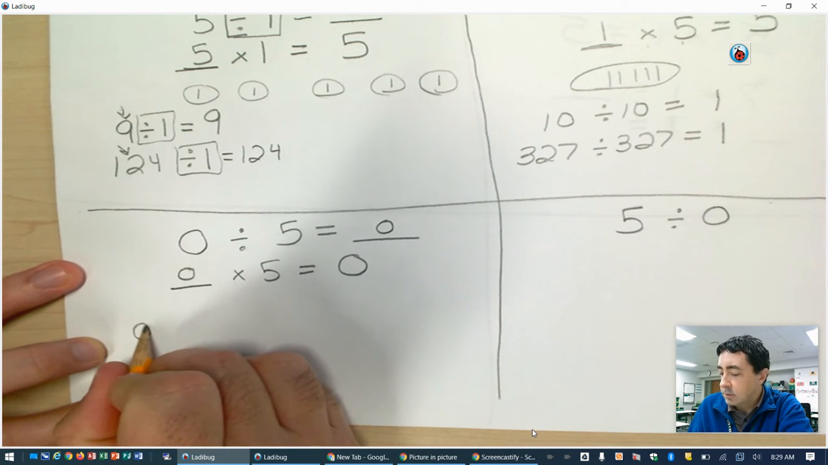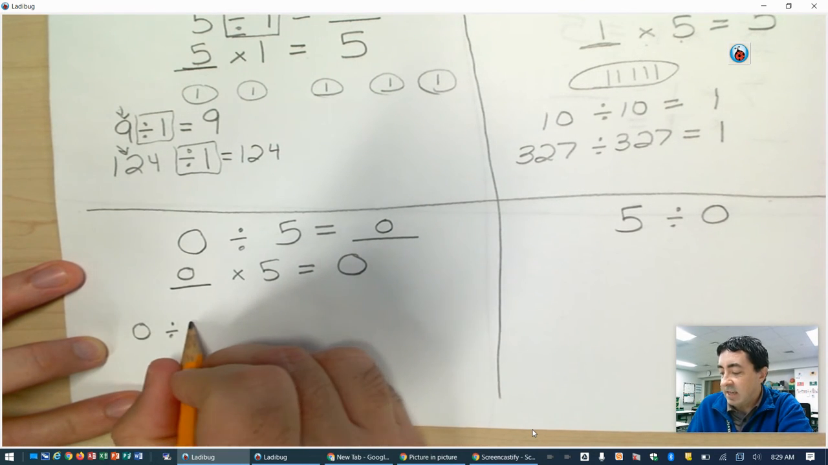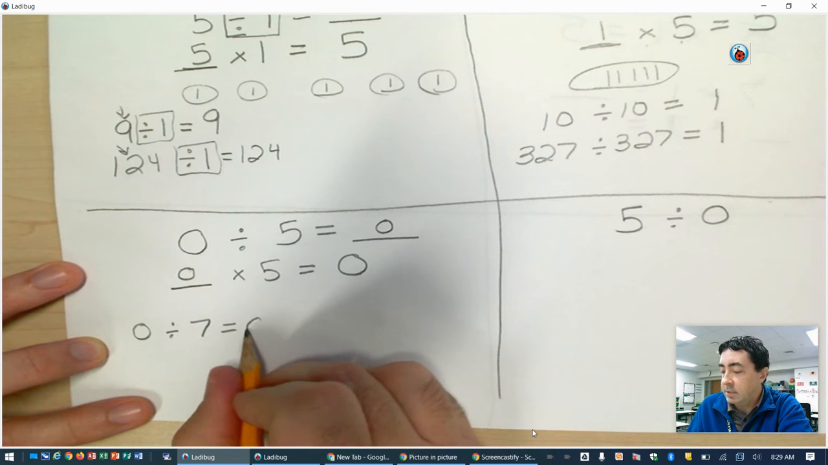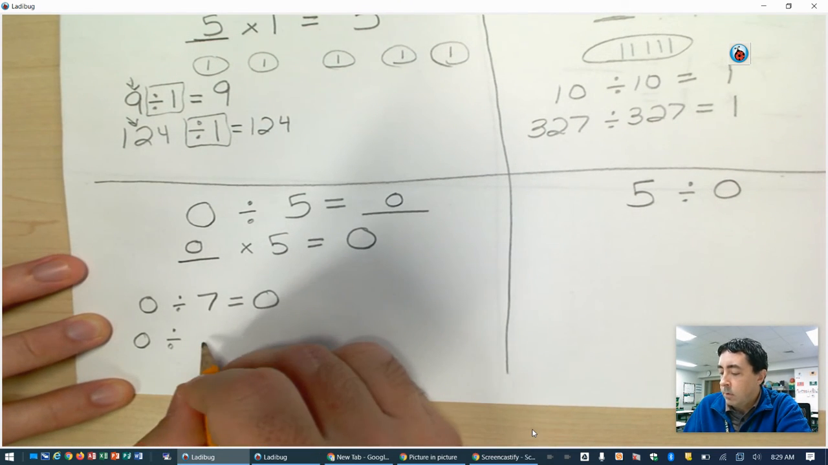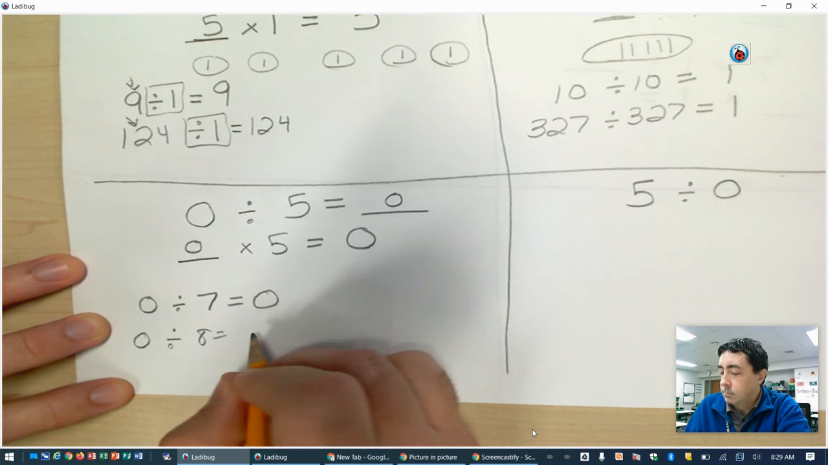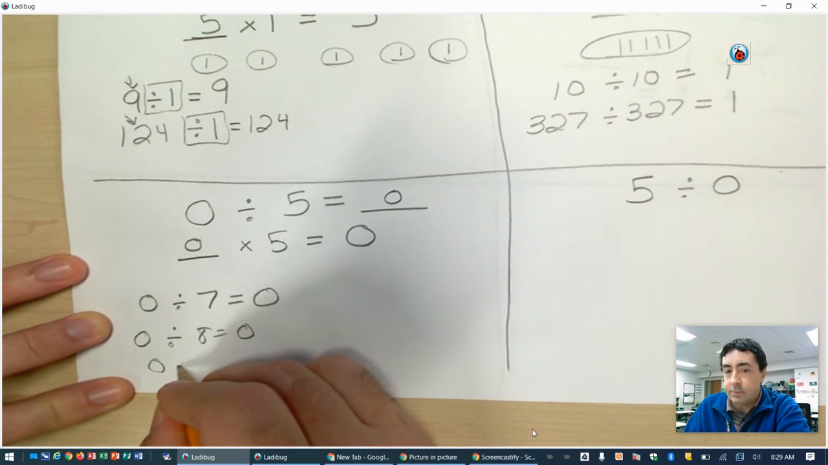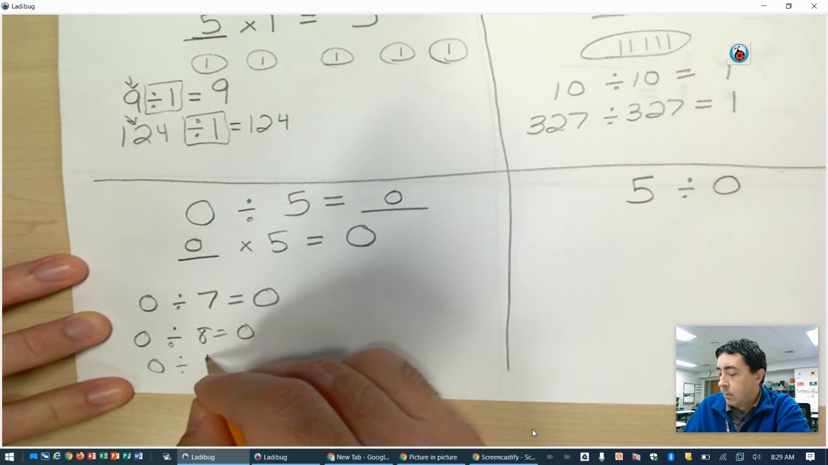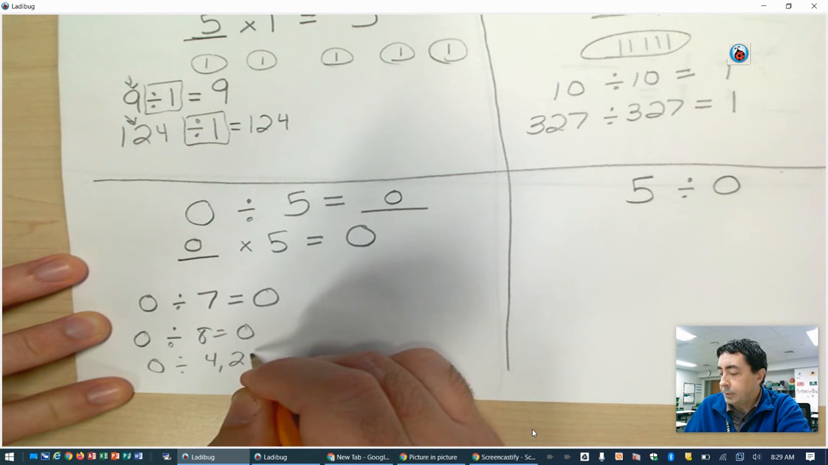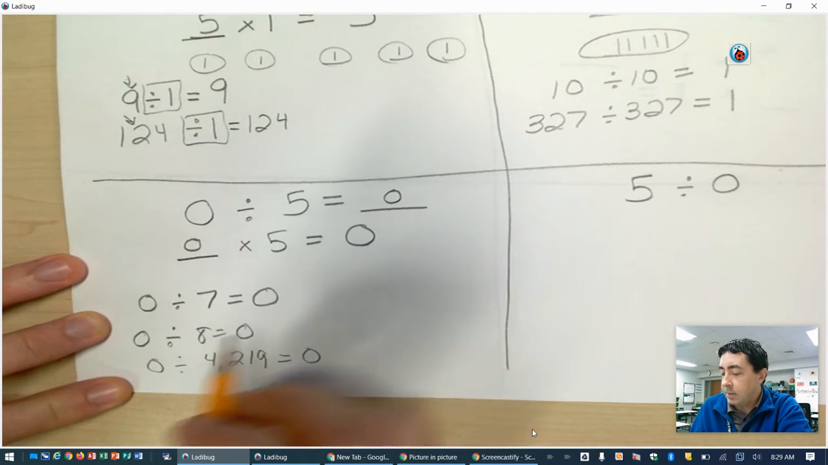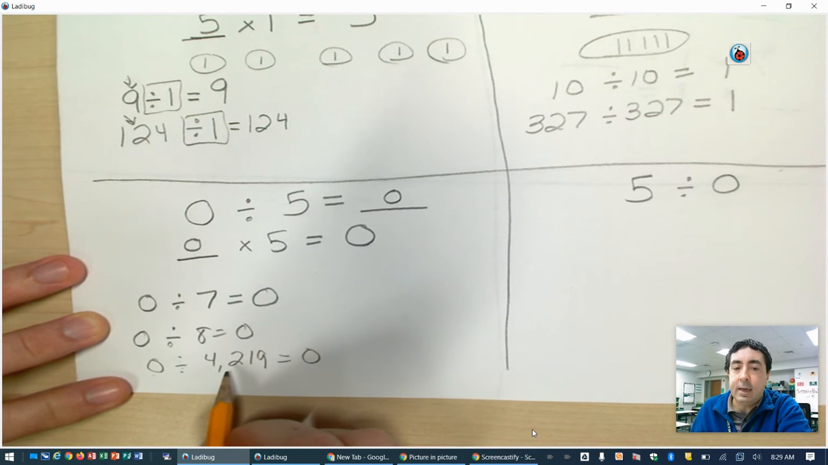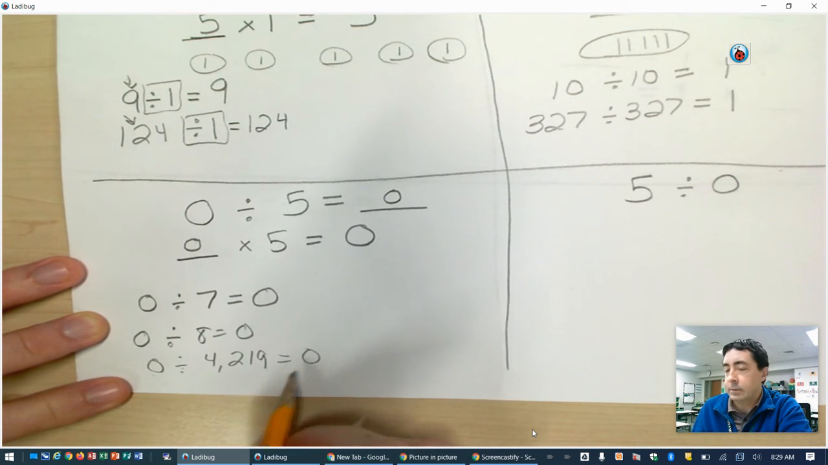Examples: 0 divided by 7 is 0. 0 divided by 8 is 0. 0 divided by 4,219 equals 0. 0 divided by any number in the world equals 0.